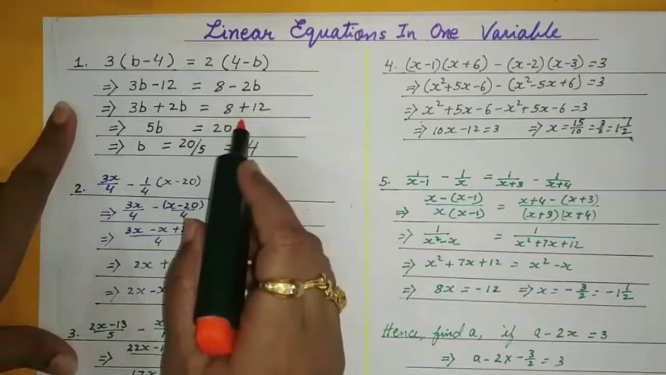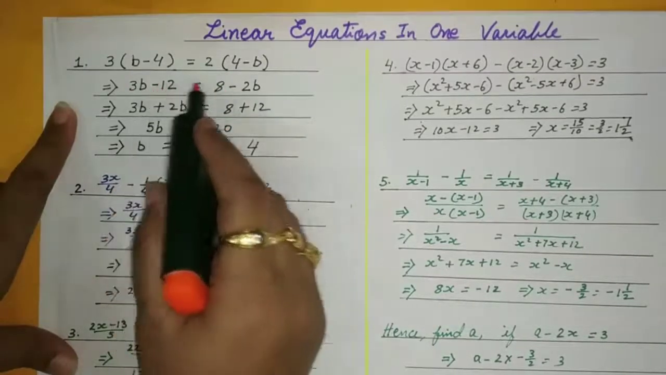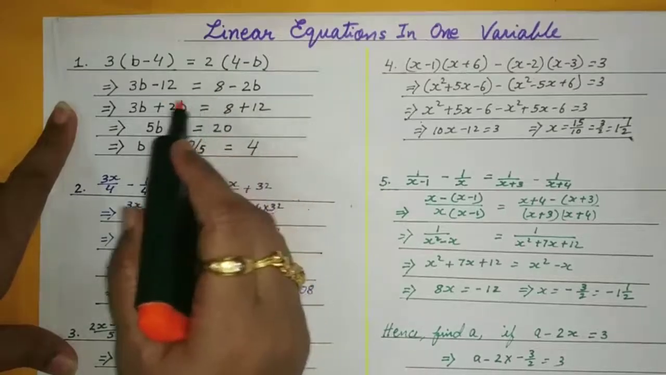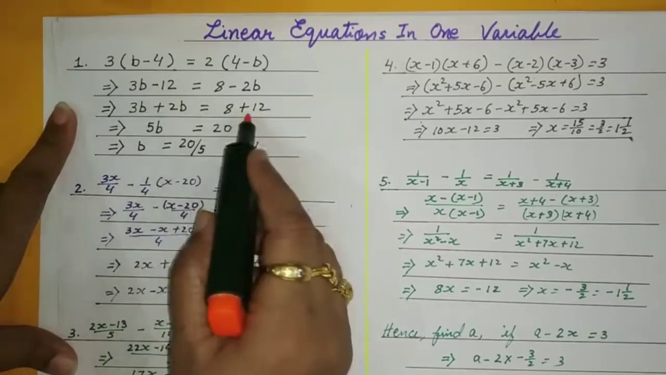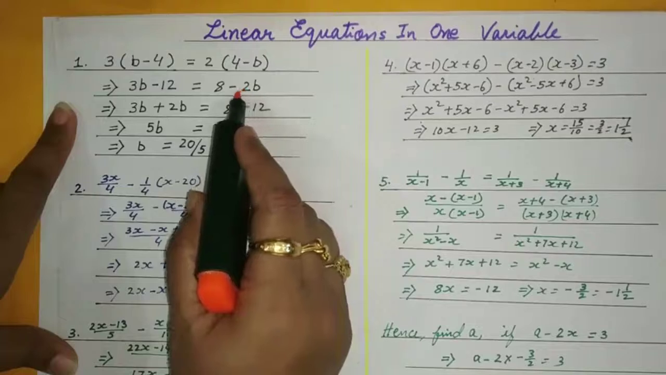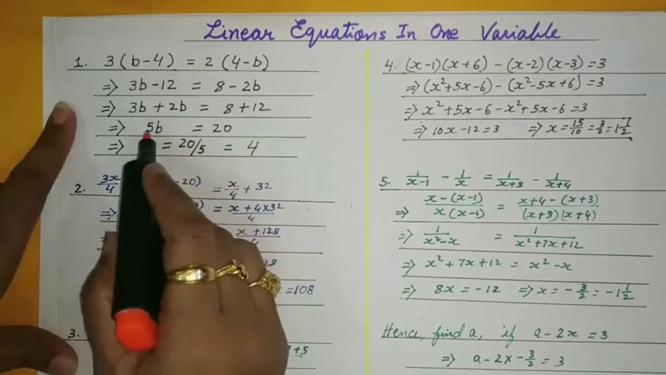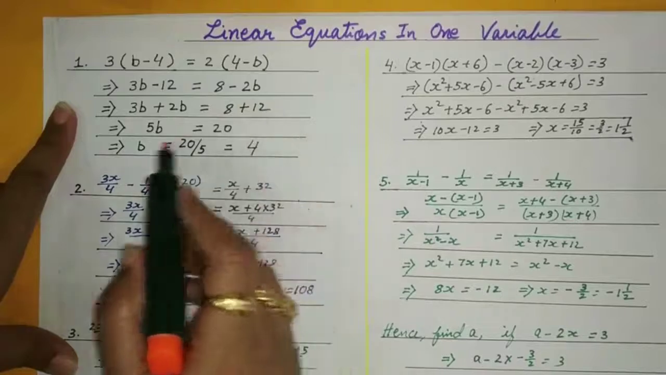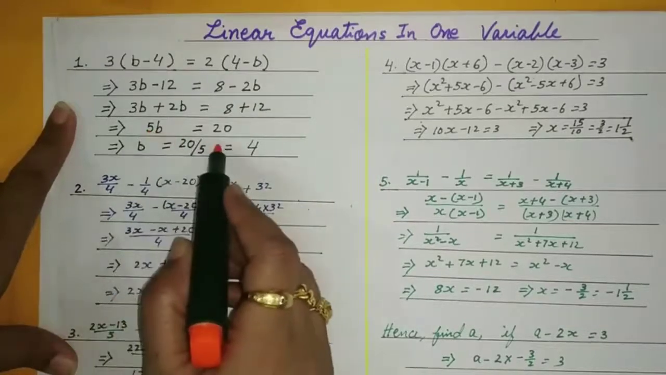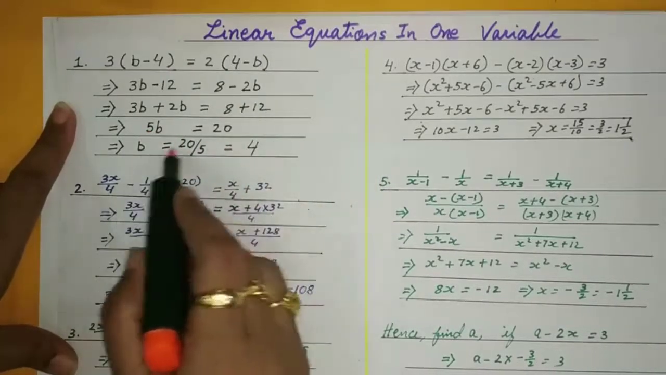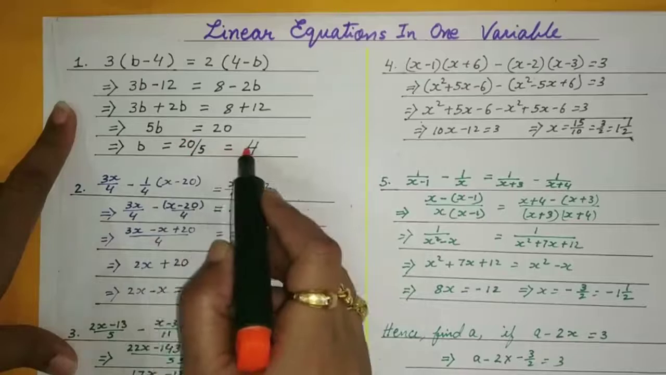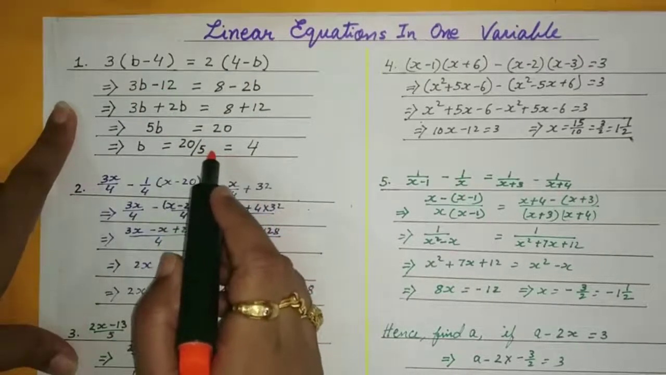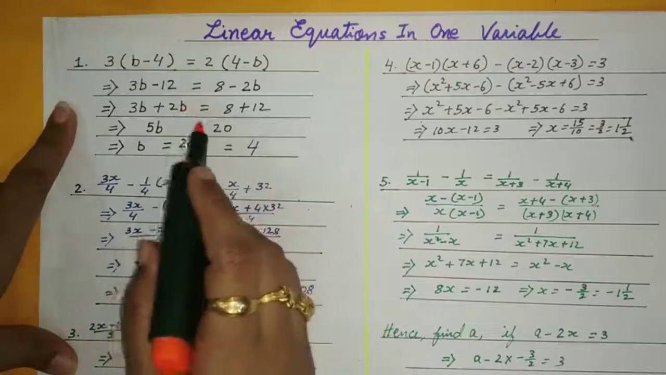Now as you know, when you bring a number from one side to the other side, you have to change the sign. Like minus 12 becomes plus 12, minus 2b becomes plus 2b. So on adding you get 5b is equal to 20. Again you know that a number multiplied gets divided on the other side. So b is equal to 20 by 5 is equal to 4. This is the simple way of solving a linear equation which you all know.